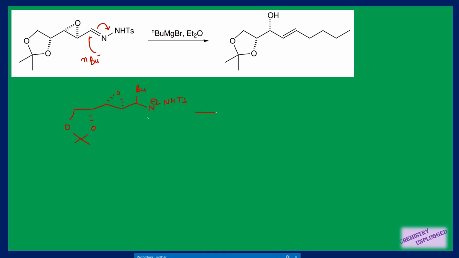Then in the next step, this negative charge will shift here and this tosyl will be removed. Then in the next step, this bond will shift here, this will shift here, and this will shift here, right? Your epoxide ring will open, so you will get this type of structure. This is your final structure. So the mechanism is slightly different from our basic Wolff-Kishner reactions.